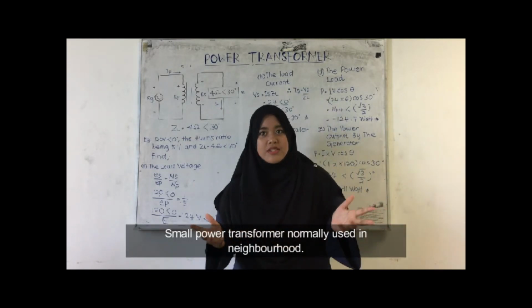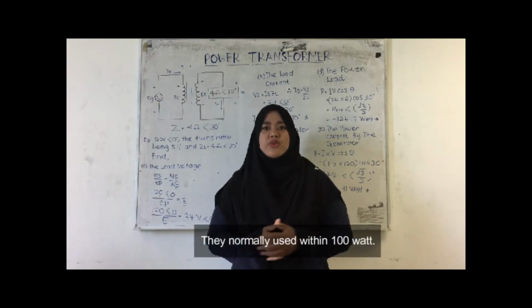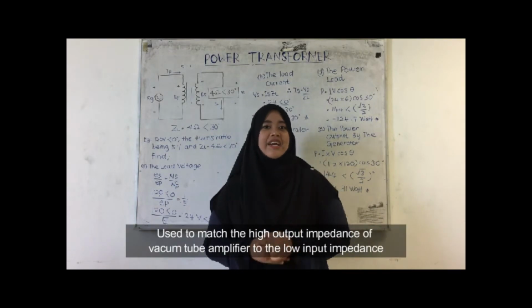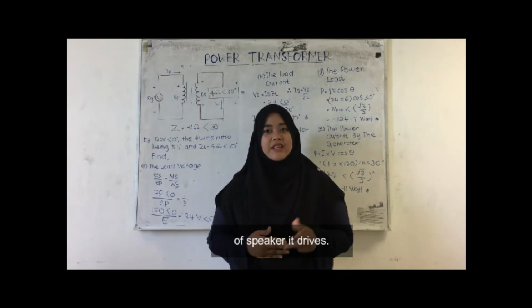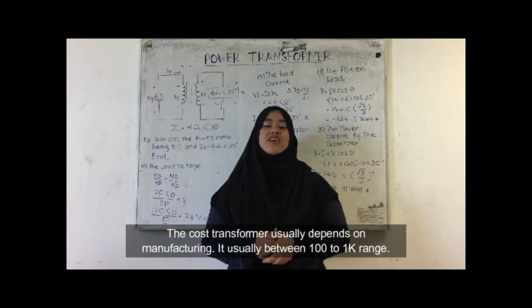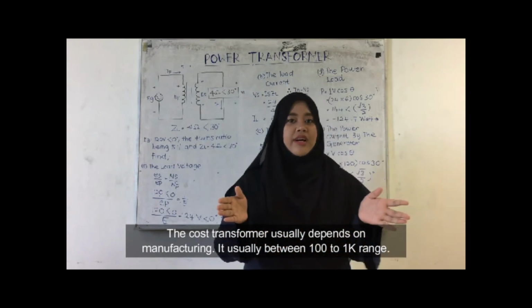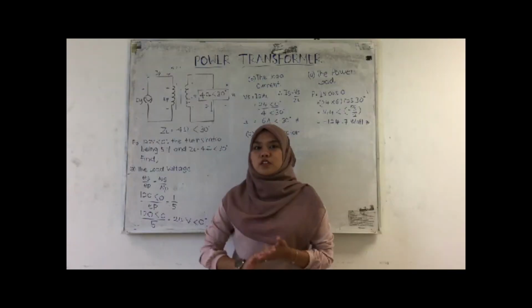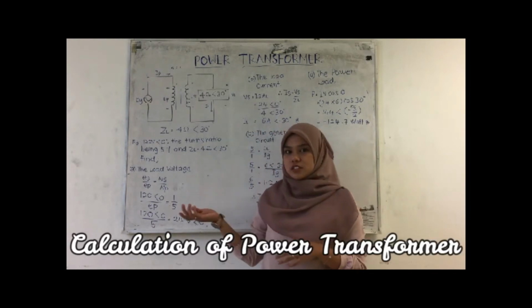Example, small power transformers normally used in neighborhood. They normally use within 100 watt, used to match the high output impedance of vacuum tube power amplifier to the lower input impedance of speaker drive. The cost of a transformer usually depends on the manufacturing. It is usually between 100 to 1K range. Today I'm going to present to you the calculation of transformer.